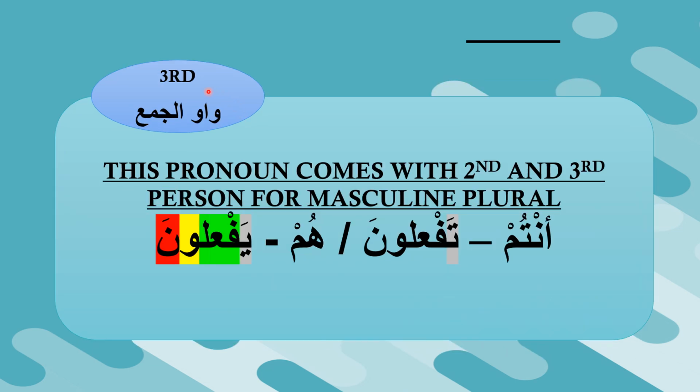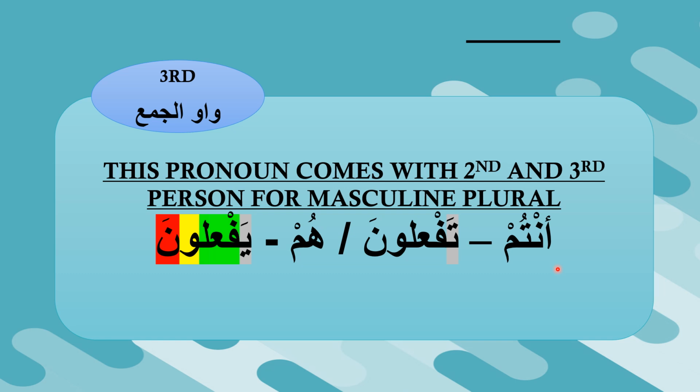Now we have a third pronoun, that is the waw al-jama. Here, as you can see, this is for the mukhatib and this is for the ghayab. And now we are doing the male jama. So this waw al jama represents the male jama in the mukhatib and in the ghayab group.